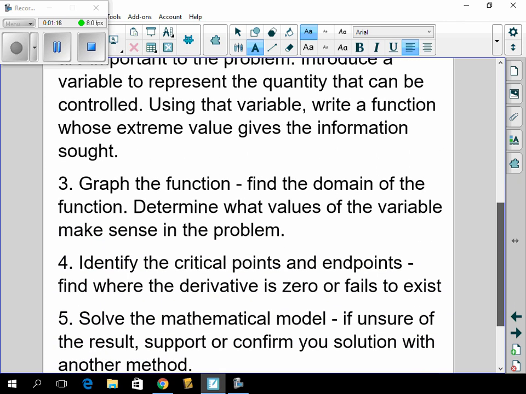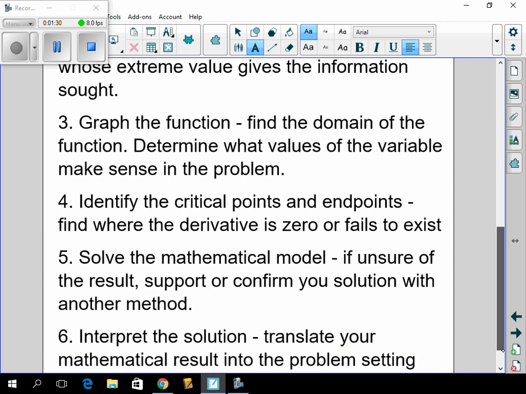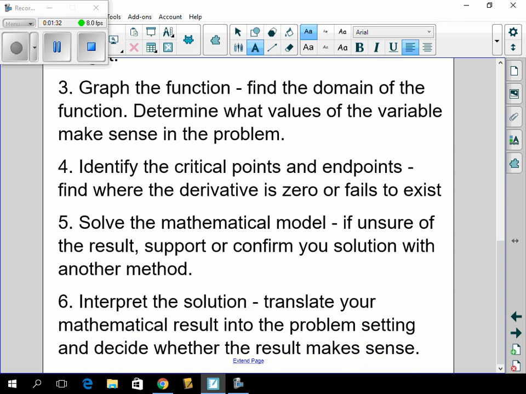A lot of these functions are going to have domain restrictions, because in the context of a problem, I can't have a negative side. I can't have a side that is 0. So we need to figure out what the domain is and what values would actually make sense. We're going to be using critical points and endpoints. This goes back to our graph analysis. When we look at minimums and maximums, we look at the critical points and the endpoints as well.